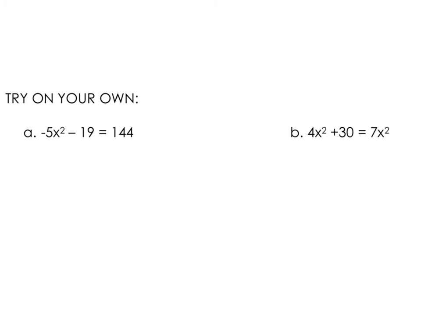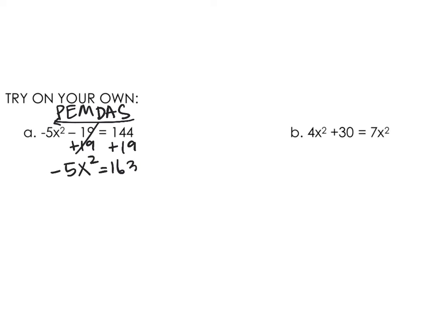Alrighty, let's try some more examples. We're doing the same process again. We need to do that SADMEP process. Okay, so it looks like I already have something subtracting, so I'm going to get rid of that by adding 19 on both sides. So that's going to leave me with negative 5x squared equals, and I do 144 plus 19, and that's going to give me 163.